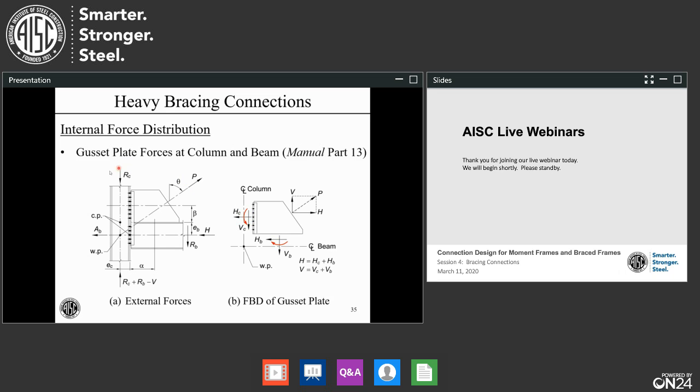We have the column axial load. We have a force transferring in from the adjacent bay. We have the axial load in the beam and the reaction, just a shear reaction in the beam.